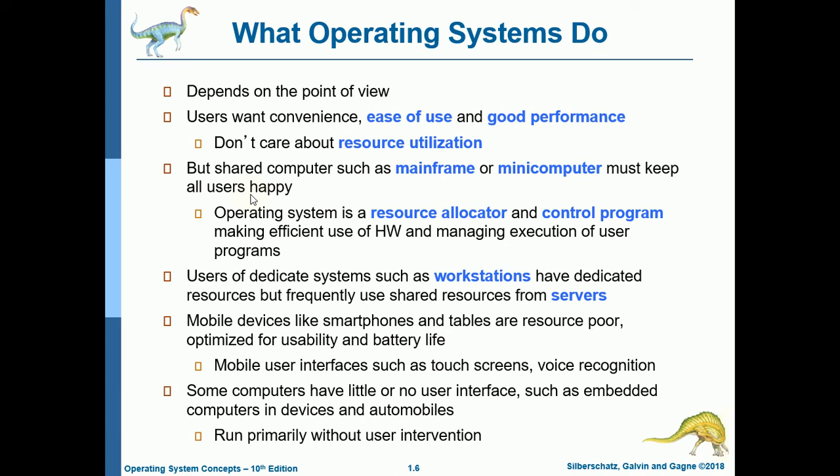So an operating system is a resource allocator and control program, making efficient use of hardware and managing execution of user programs. So I've said again, if an operating system is a person, he or she is like a manager. Users of dedicated systems such as workstations have dedicated resources, but frequently use shared resources from servers. So a workstation has its own CPU, its own memory, and its own application programs in which they can process the data.